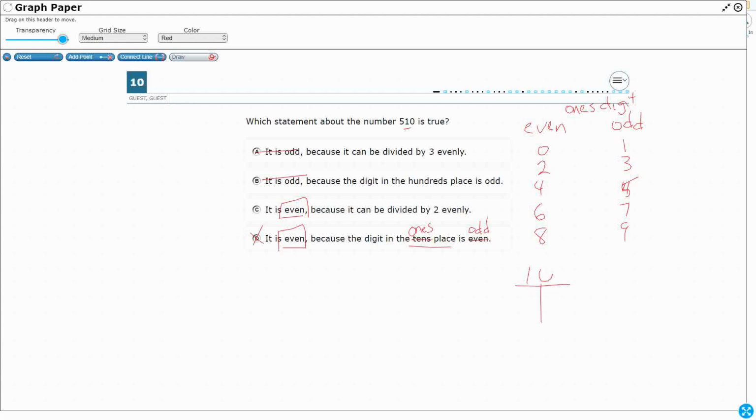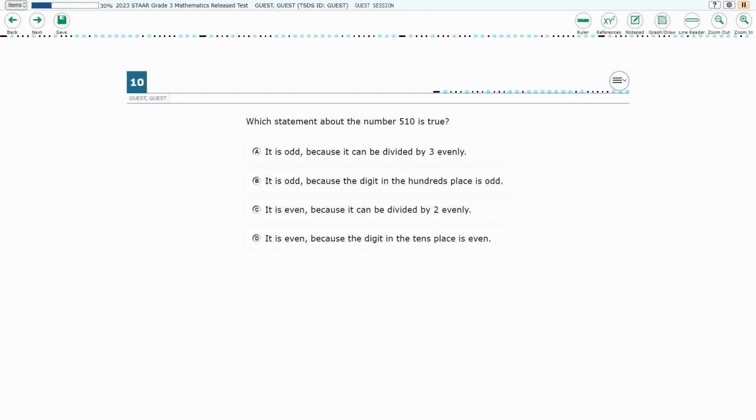So if I have my number 10, I know it's even because the ones digit is a 0, but that also means that I can split it evenly into two groups. And if I have a number 7, I know it's odd because it's got its ones digit of 7, but I also know it's odd because I cannot split it evenly into two groups. So they need to understand that an even number can be cut evenly or divided evenly into two equal groups.